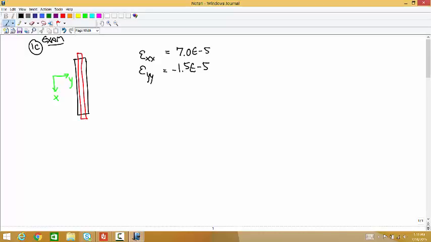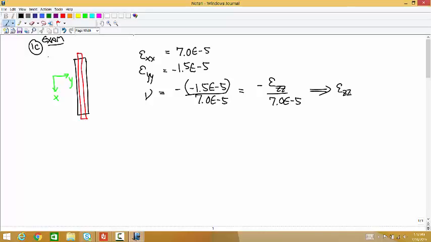And since the Poisson's effect has to be the same no matter which direction you're looking, the Poisson's ratio has to be negative 1.5 times 10 to the minus 5 over 7.0 times 10 to the minus 5. And it also has to be negative strain, the way I have it written, that would be the ZZ strain over 7.0 times 10 to the minus 5.